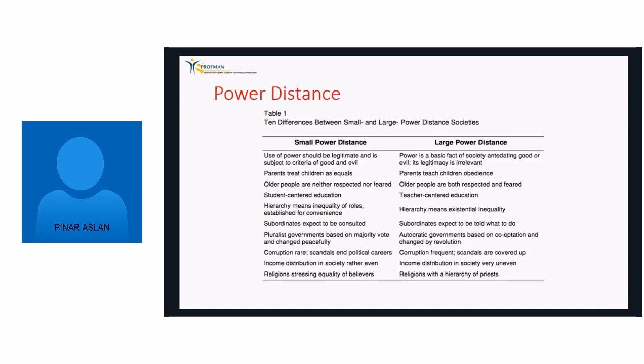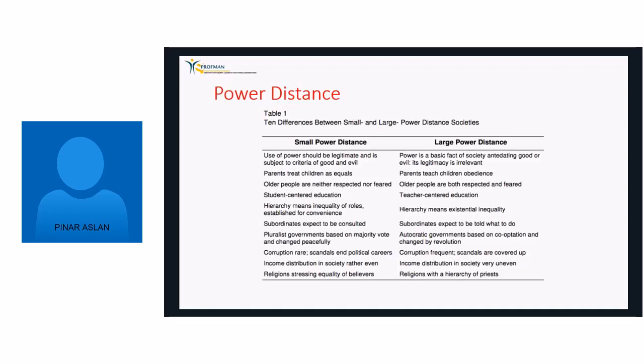In small power distance societies, subordinates expect to be consulted. In a large power distance society, subordinates expect to be told what to do. Pluralist governments based on majority vote and changed peacefully are found in a small power distance society, whereas in a large power distance society, autocratic governments based on co-optation and changed by revolution are the rulers and preferred ones. In small power distance societies, corruption is rare and scandals end political careers. So when there's a scandal in politics, the one who is responsible is expected to resign. But in large power distance societies, corruption is frequent and scandals are covered up.